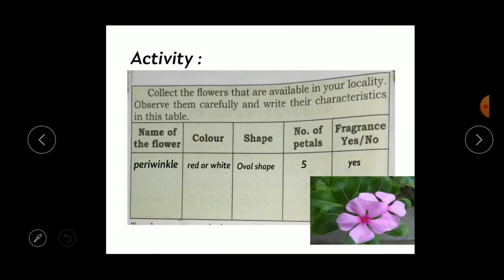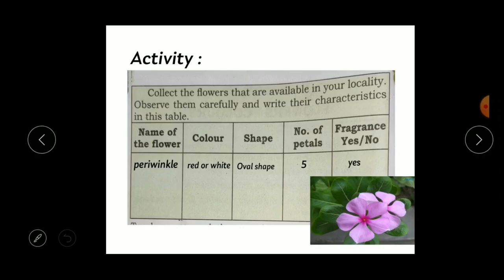Okay, next is an activity. Let's do it. Collect the flowers that are available in your locality. So children, this is the activity for you. What you have to do is collect some of the flowers from your locality, in the sense, nearby your area or nearby your location.